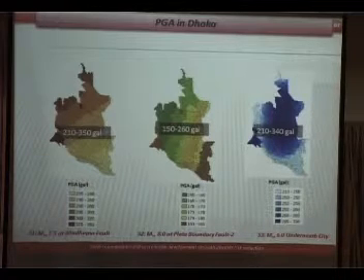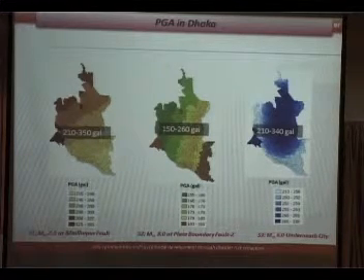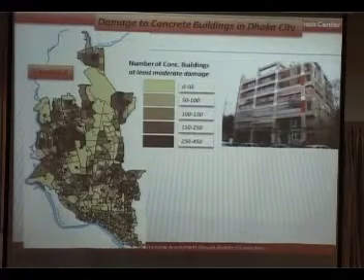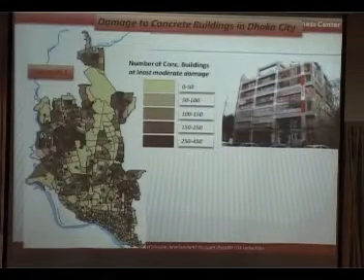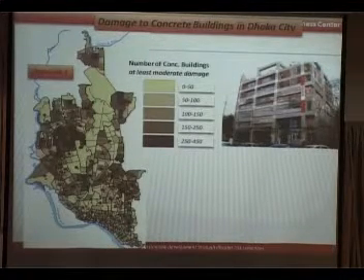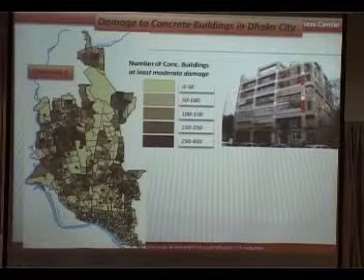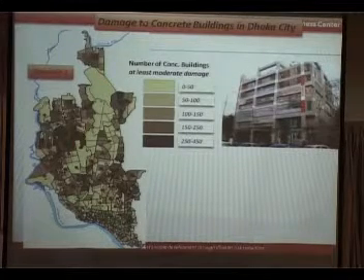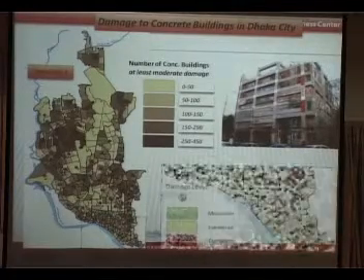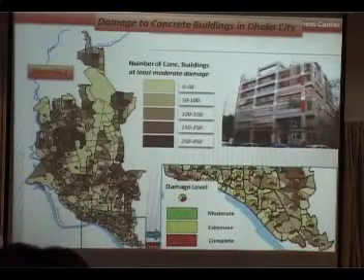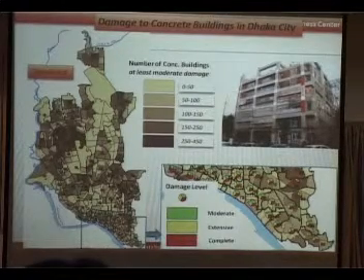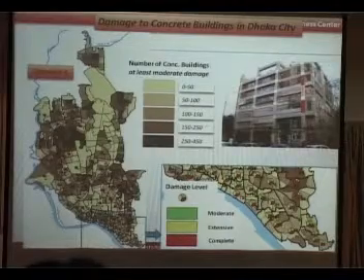So this is the PGA map, the peak ground acceleration map. This is for Dhaka's case, and this is how the damage may be. You can see that it gives a clear picture of which areas are most vulnerable in terms of concrete buildings. So how many buildings are going to collapse, we can easily identify. This is the moderate one.